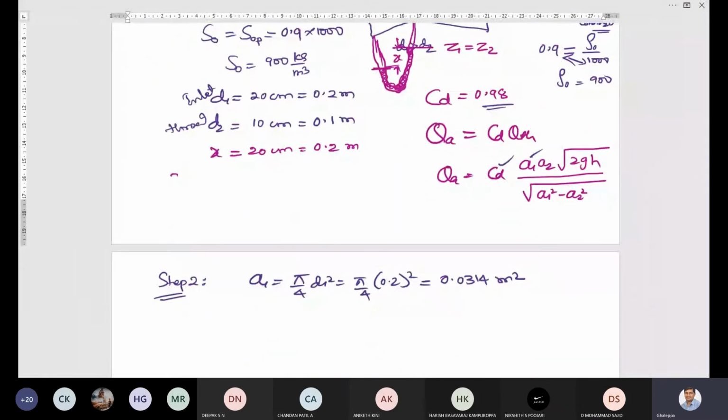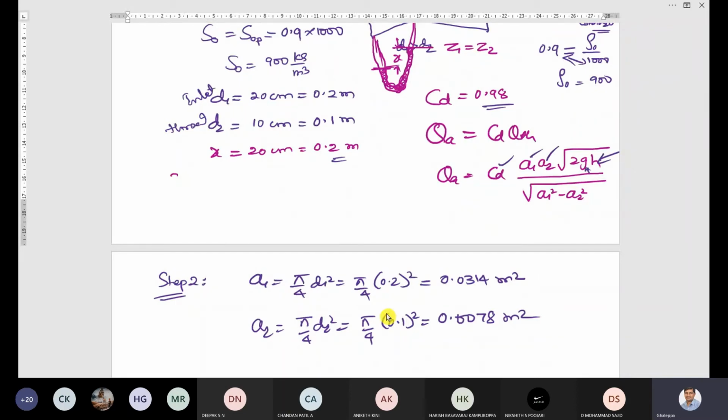So A2 is equal to, again I will do the same formula. So pi by 4, D2 is 0.1 square. So then I will get 0.0078 meter square. Next, x is 0.2 meter. So now you need to calculate h here, because A2 is calculated, G is also a known value, h.